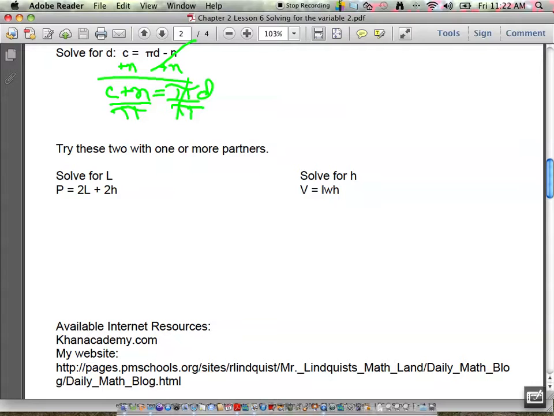All right. Just like the one for homework last night that we talked about a little while ago. But this time I don't say solve for H, I say solve for L. Do that one, and then in the next one it says solve for H. Do that one as well.